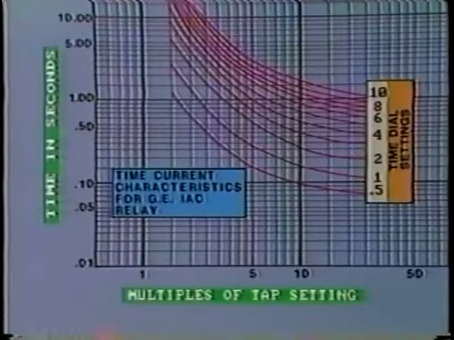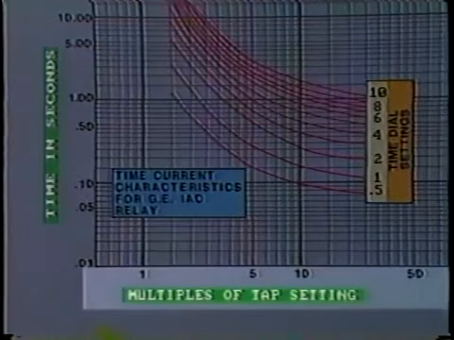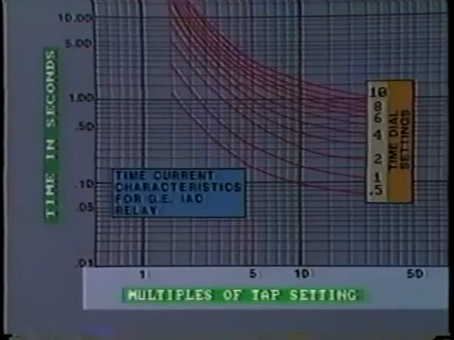What this actually does is to change the distance that the moving contact must travel. As the family of curves indicates, a time dial setting of 0.5 indicates the shortest operating time, while a number 10 setting will give us the longest operating time. When reading these curves, please remember that the value of current along the base is expressed relative to pickup current, that is, as a multiple of tap setting.